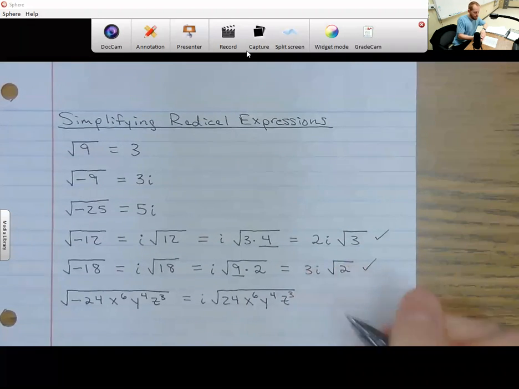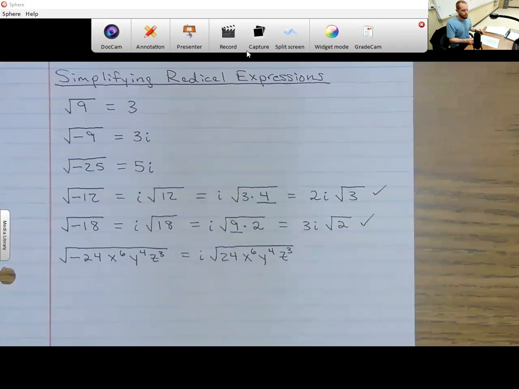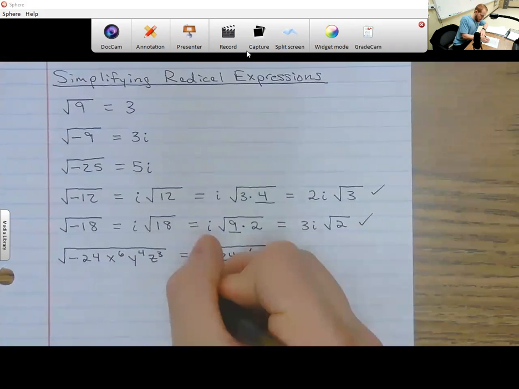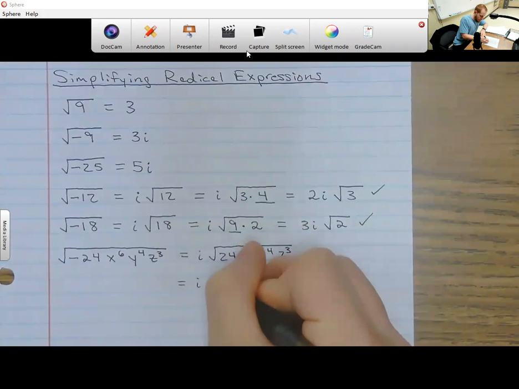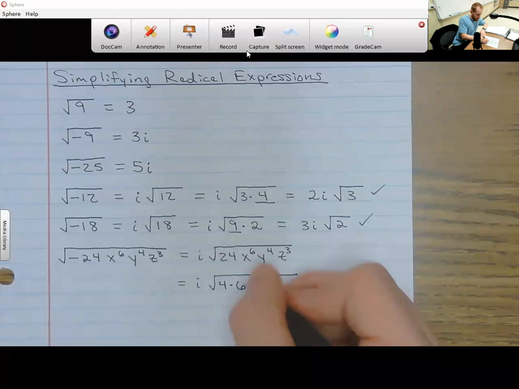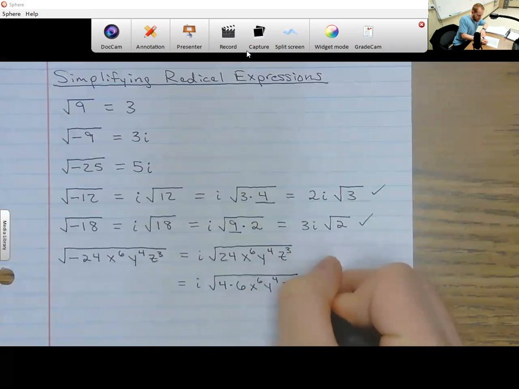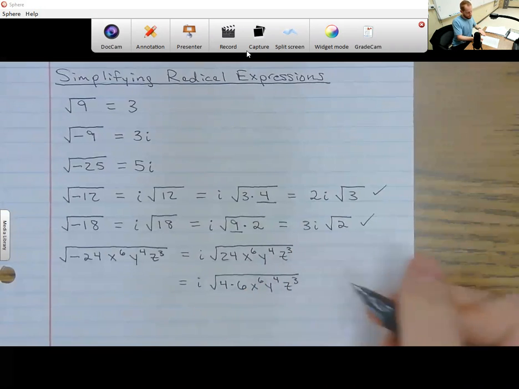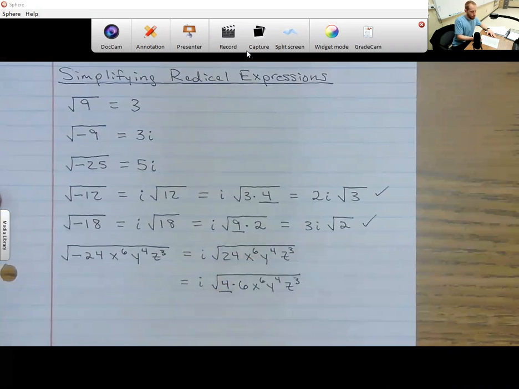And from here, I can break apart that 24 into 4 times 6, right? So this is actually going to become 4 times 6. And then the variables come after that. So x to the 6th power, y to the 4th power, and z to the 3rd power. Okay, so I underline my 4. I know to underline the 4 because that's a perfect square.